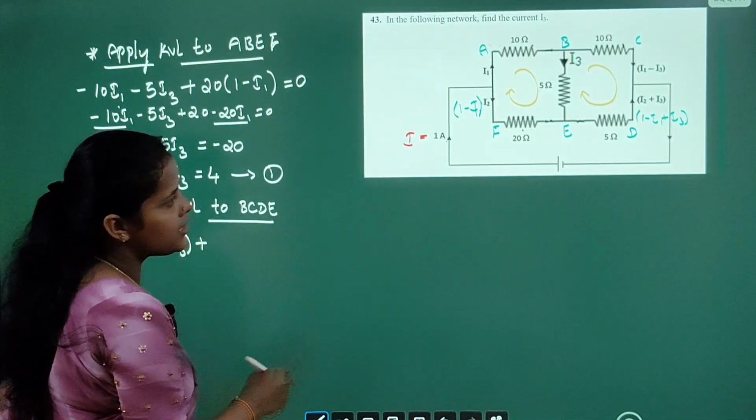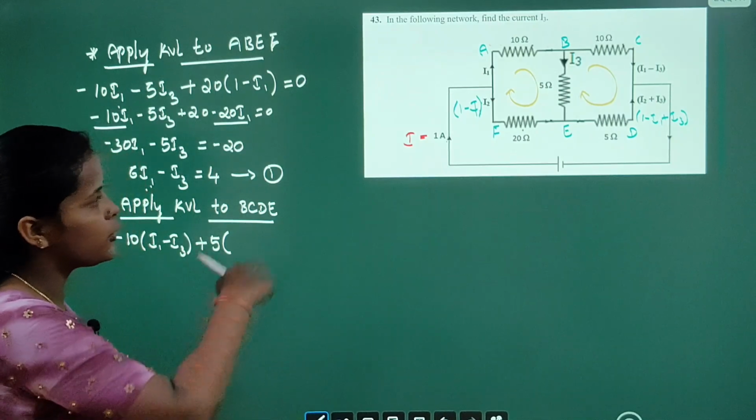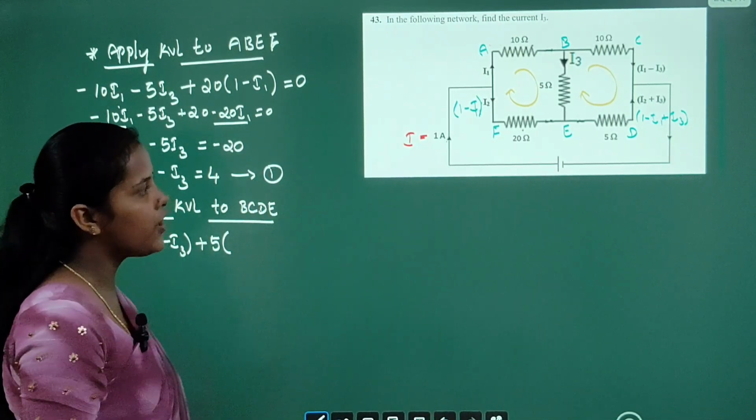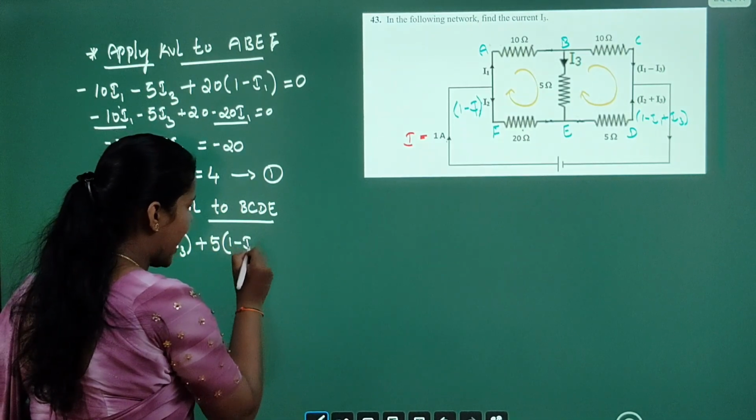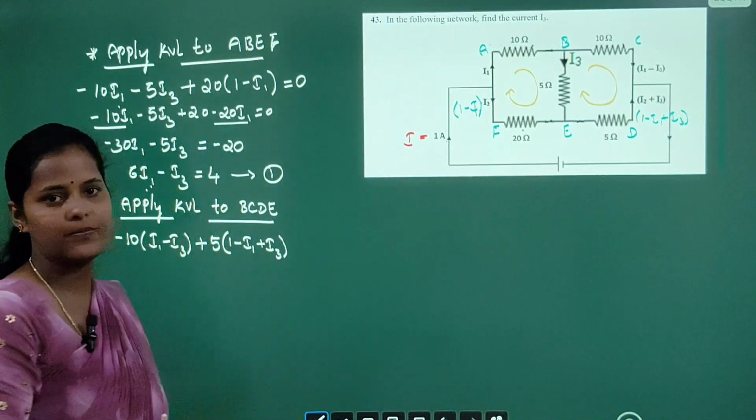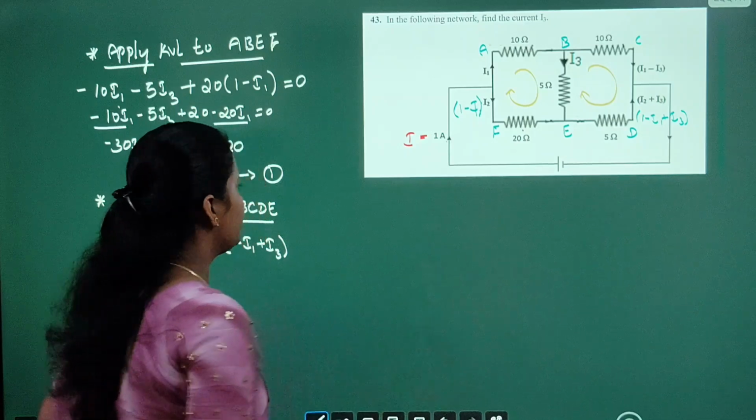Plus, what is the resistance in this junction? A 5 ohm resistance is there, into what is the current flowing in this junction? I2 plus I3 current. So in place of I2, we can write 1 minus I1, plus I3 current flowing in this junction. Okay, here in the same way, the next junction.